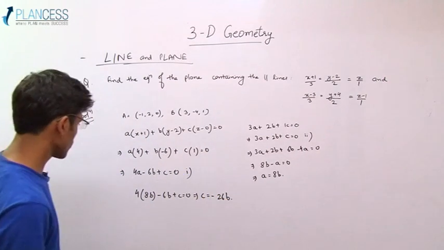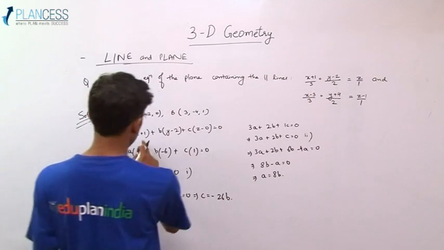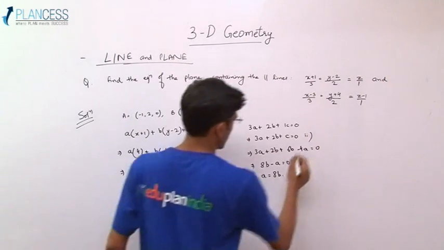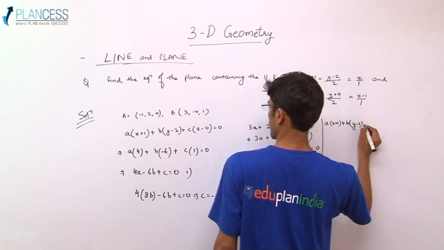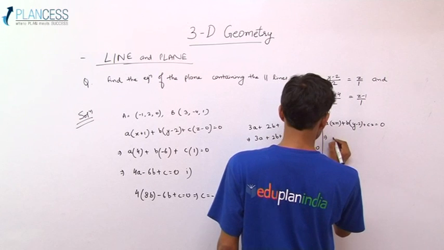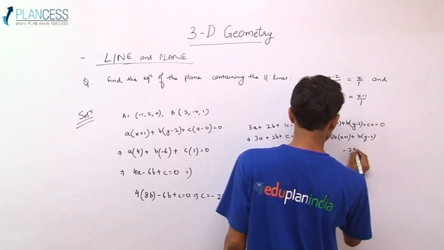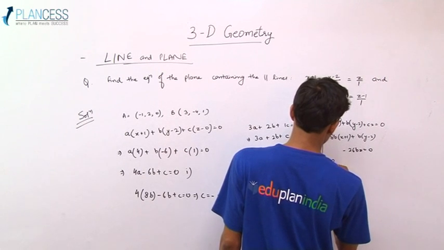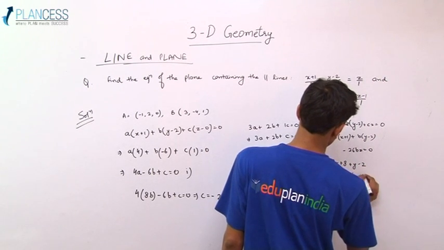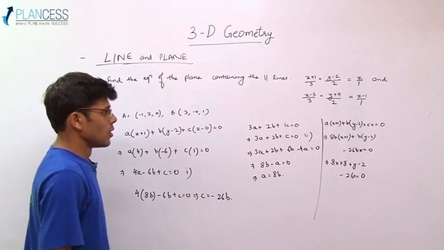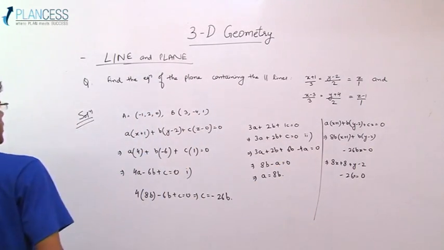Therefore c is minus 26b, and a is 8b. So we can write this equation as a(x plus 1) plus b(y minus 2) plus cz is equal to 0. a is 8b, so 8b(x plus 1) plus b(y minus 2), c is minus 26b, z is 0. So 8x plus 8 plus y minus 2 minus 26z is 0. So this is the equation of the plane which contains both of these lines. Fine.